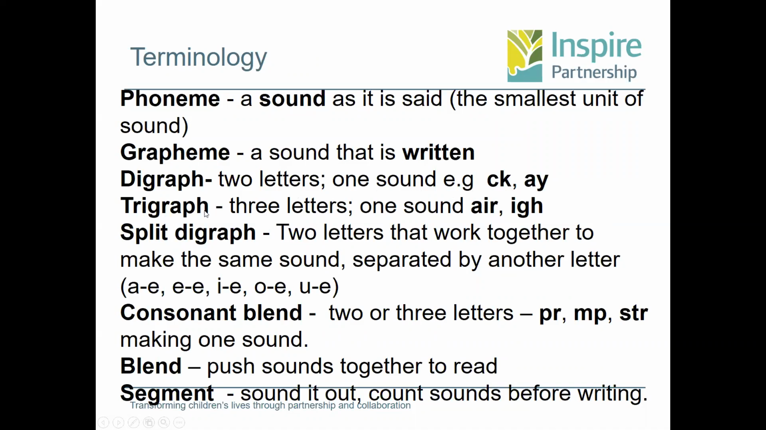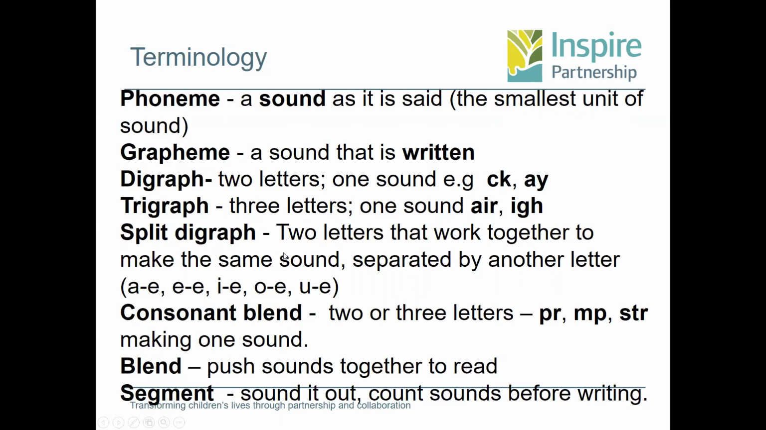A trigraph is a sound or a phoneme that is made up of 3 letters. There's one sound, one phoneme, made up of 3 letters. For example, air in the word hair, or igh in the word flight or night, or even high. That igh is one sound, though it's made of 3 letters. It's referred to as a trigraph.